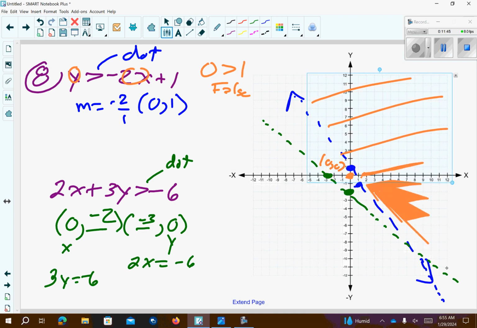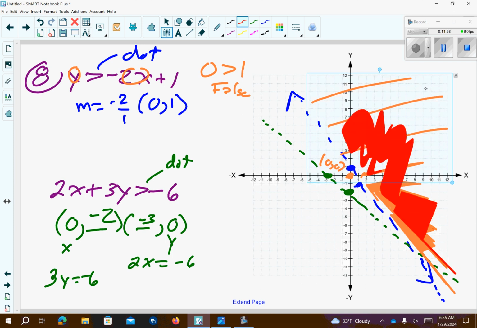Uh-oh, it's getting goofy. All right, let's see. If I do 0, 0 on this, I get 0 is greater than negative 6, and that's false. So I'm going to shade the other side of the green. So that's going to be up here. So it looks a little goofy because my tablet got goofy, but it's to that right upper region.